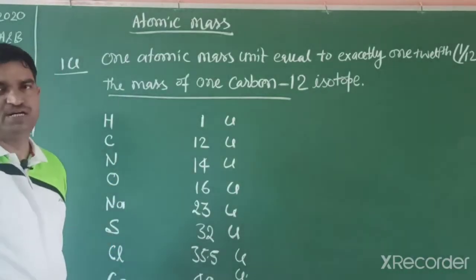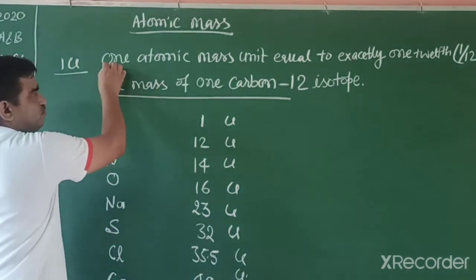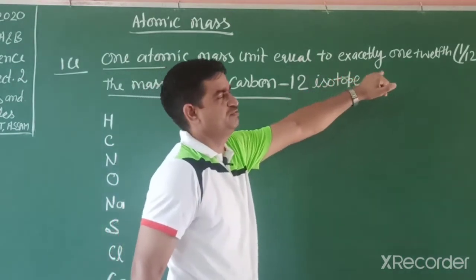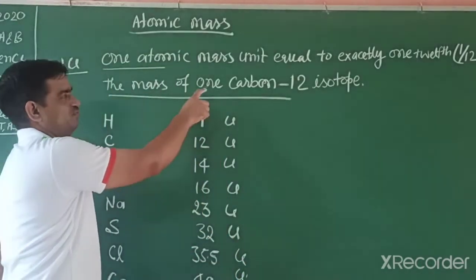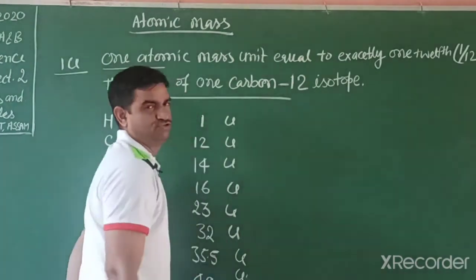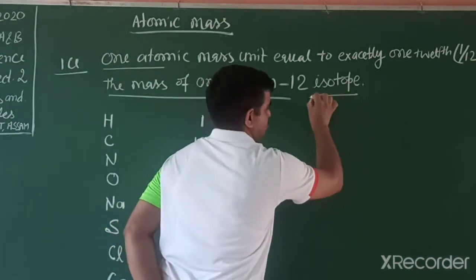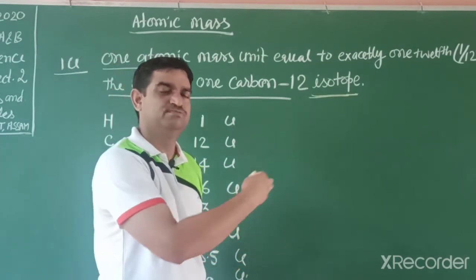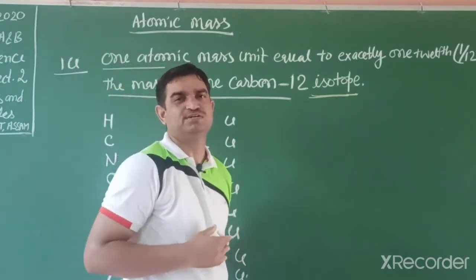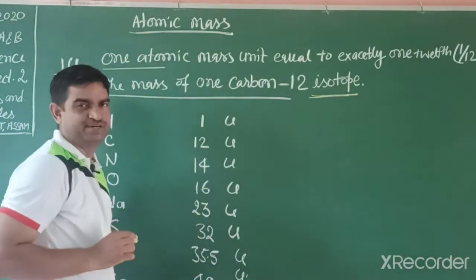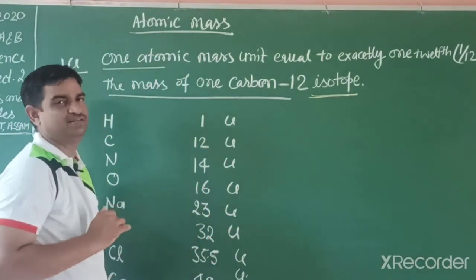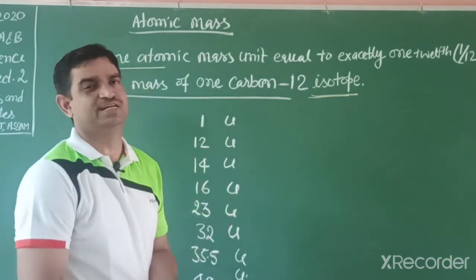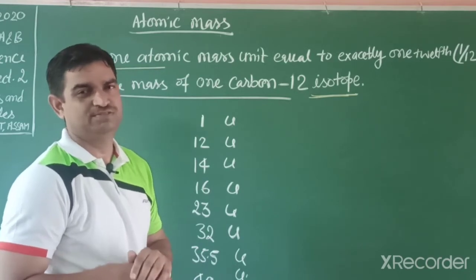Students, the exact definition: one atomic mass unit is equal to exactly 1/12 of the mass of one carbon-12 isotope atom. An isotope means elements having the same atomic number but different mass number. We will discuss it in detail in the 4th chapter. So for the particular carbon isotope 12, the mass number is 12. If we divide that carbon atom into 12 equal pieces, that is known as 1 atomic mass unit.